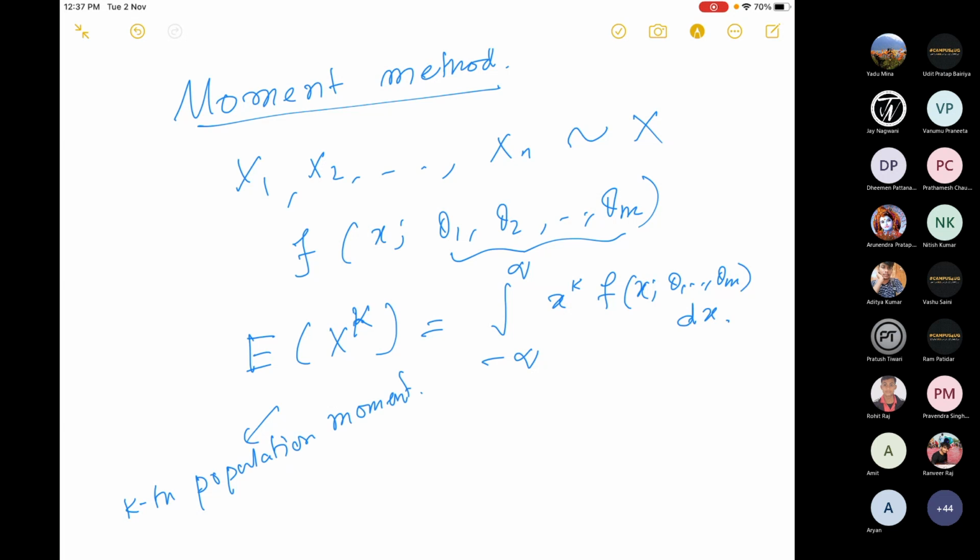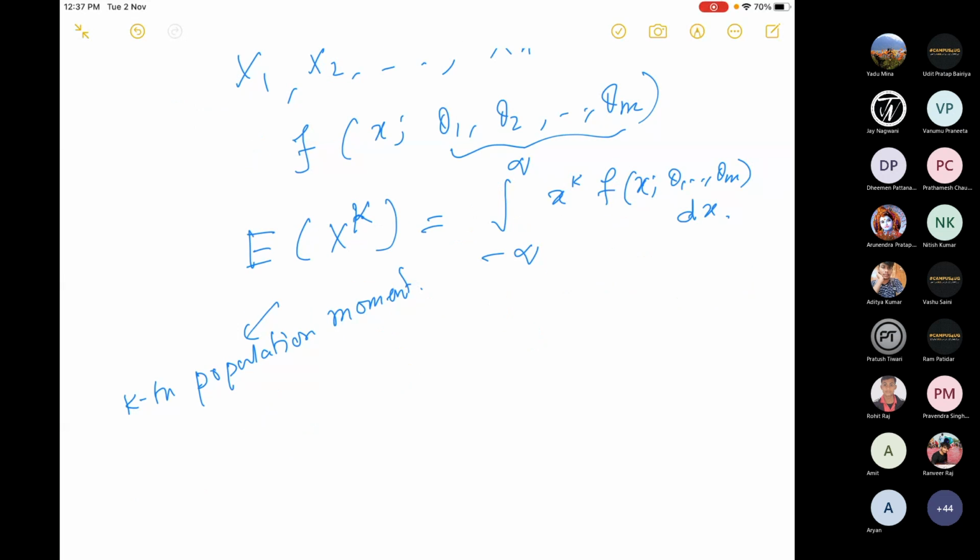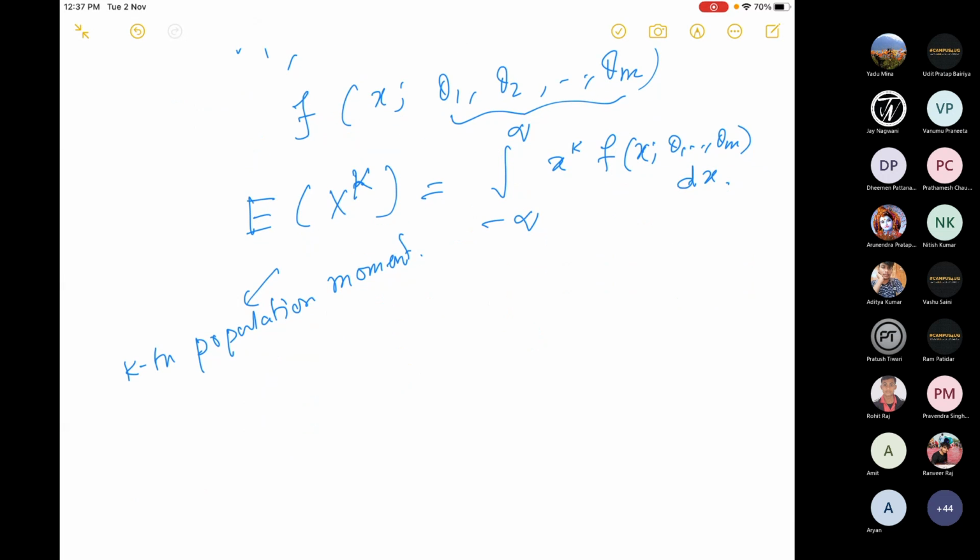And the same thing I can do for sampled data. For the random sample, I can also define the moment. Let's say m_k is 1 by n sum over x_i to the power k, i equal to 1 to n. If I take k equal to 1, it is nothing but the expectation or the average value. If I take k equal to 2, that's a second order moment, a second moment.